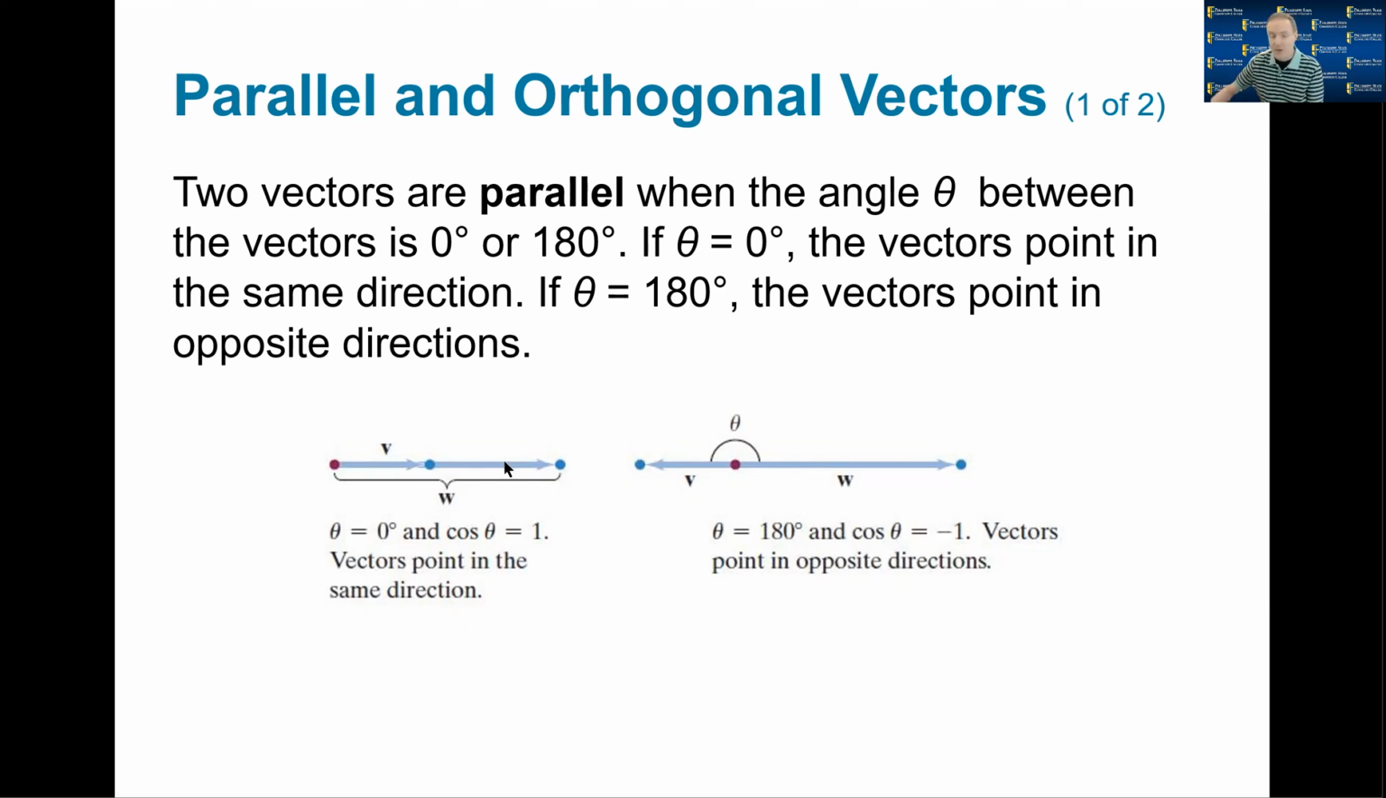Now, if the angle is 180, that just means they're going in opposite directions. That might be like if vector v is negative i minus j, and vector w is 2i plus 2j. They go in opposite directions, but they still are all on the same line at that same angle, at least. It's just one's going to the right and one's going to the left in this case, that have an angle of 180 degrees between them.